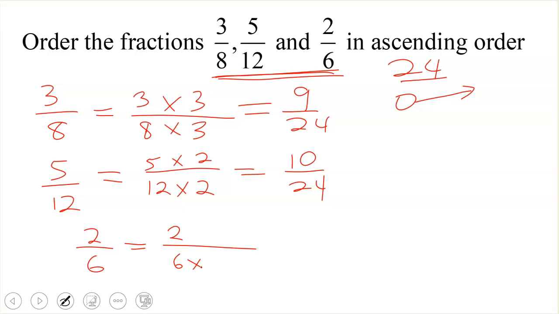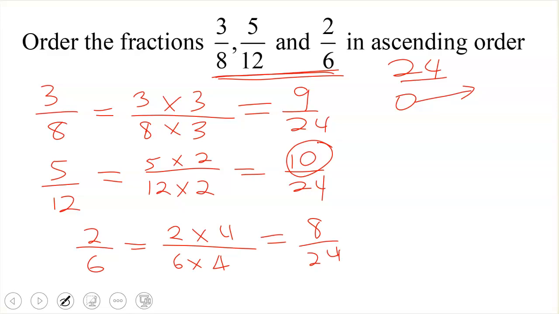6 times 4 will give us 24. So the same thing will be done over here. So here we are going to have 8 divided by 24. Now when you compare these numbers, you see that the one with the biggest numerator, which is 10, is the biggest of all.